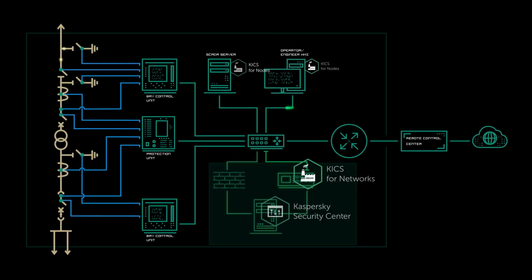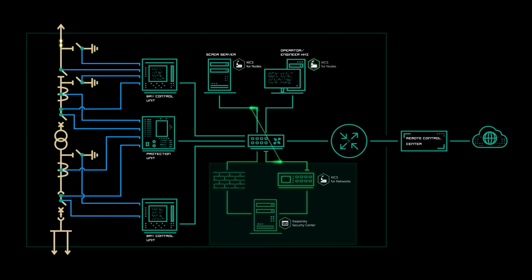To protect the process and equipment from cyber attacks and human errors, Kaspersky Industrial CyberSecurity is deployed at the substation to control and monitor activity on the workstations, servers, and substation network. The KICS for Nodes component is installed on workstations and servers. The KICS for Networks component monitors the network.